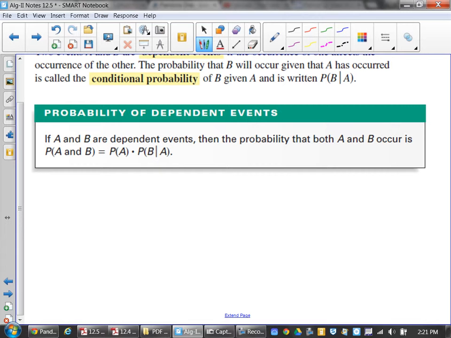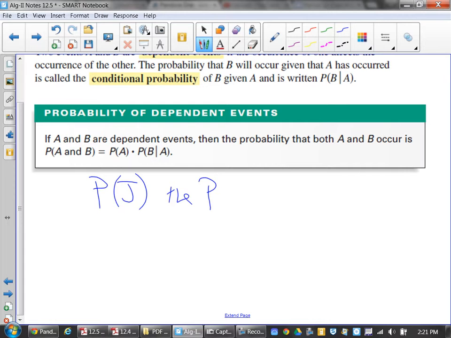Now, let me say this a little bit differently. I want to do the probability of getting a jack. Well, we'll go probability of a jack, then the probability of a 4.